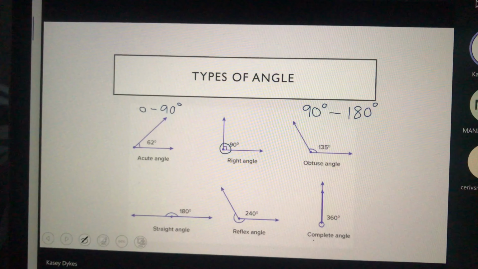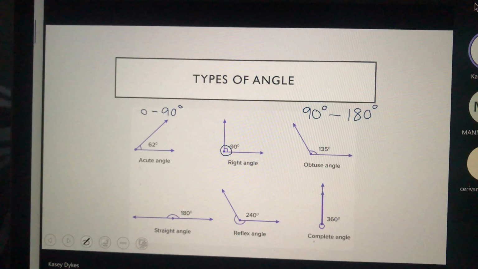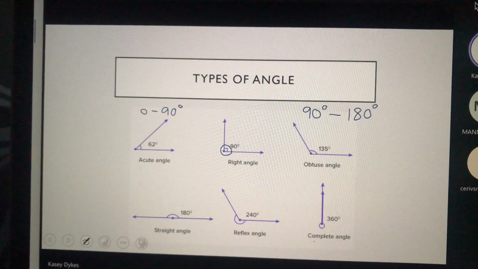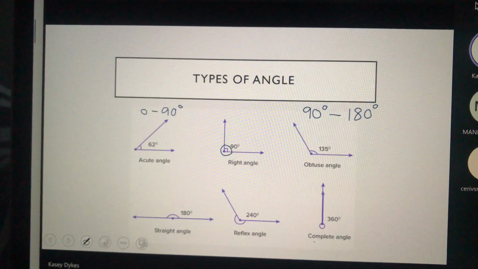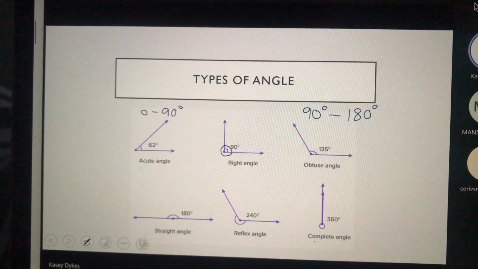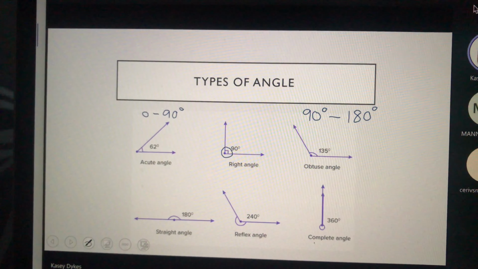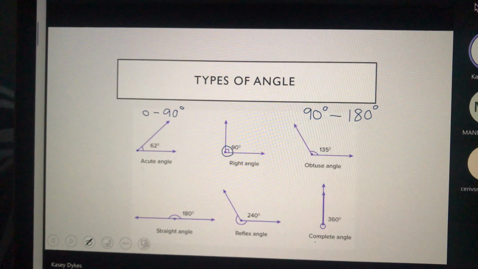We then have our reflex angles. This is another one with a range. So a reflex angle, it kind of looks like our obtuse angle, except instead of doing the smaller bit on the inside, we're going around the outside. And that's because it is between 180 and 360 degrees. It goes past a straight line, essentially.